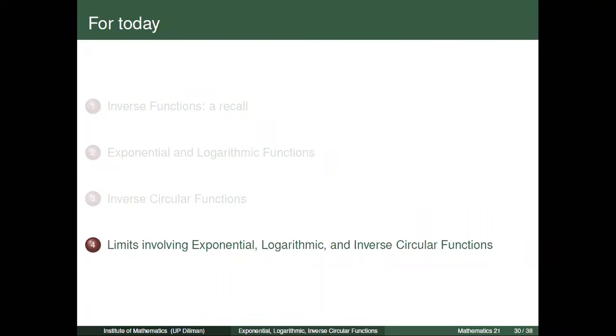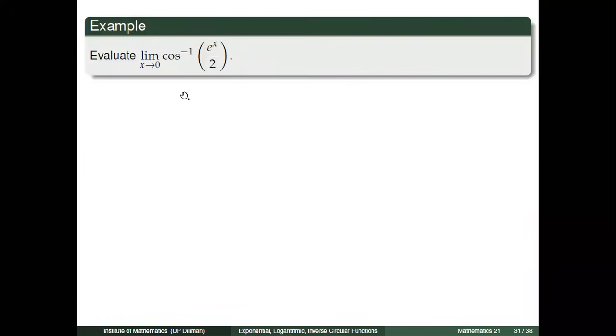Finally, we evaluate limits involving the classes of functions discussed in this lecture. In particular, we will be referring to their graphs for most of the examples. First, let's evaluate the limit of the inverse cosine of e to the x over 2 as x approaches 0. We begin by determining what the inner function approaches.